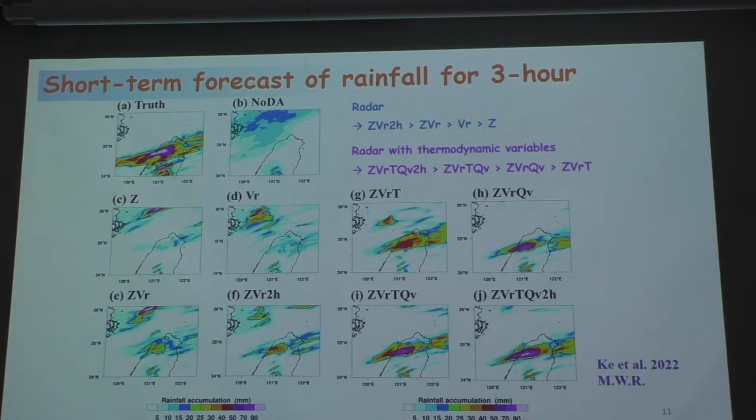Okay, here's the result. We have designed a different experiment. We have to choose. This is the OSSE test, or idealized case study. Okay, the truth and no DA, and only assimilating reflectivity, Doppler wind, assimilating both, or assimilating reflectivity and Doppler wind even longer, up to 2 hours.